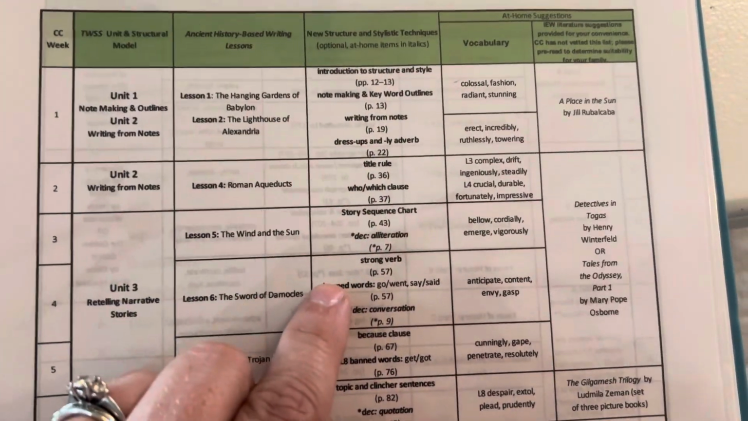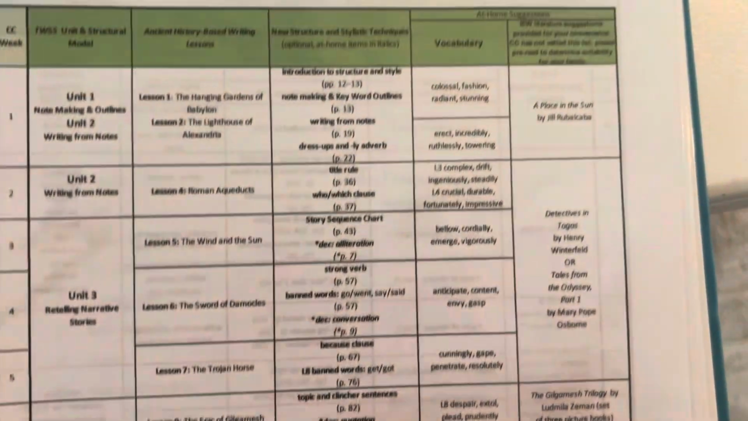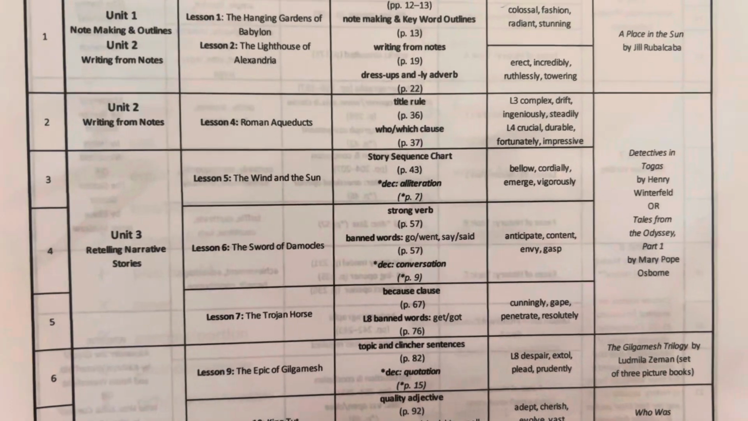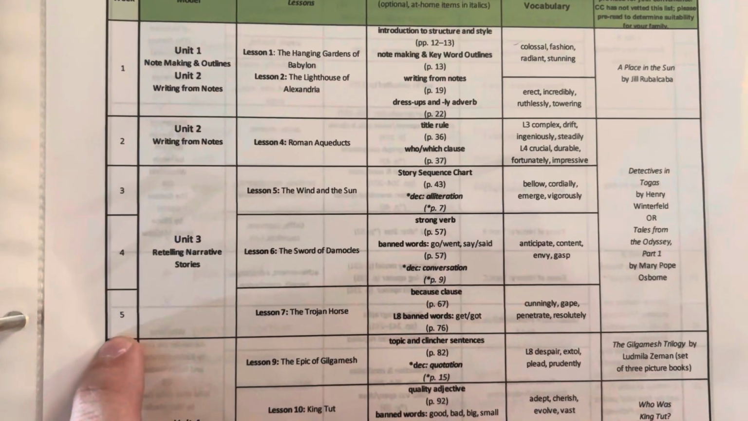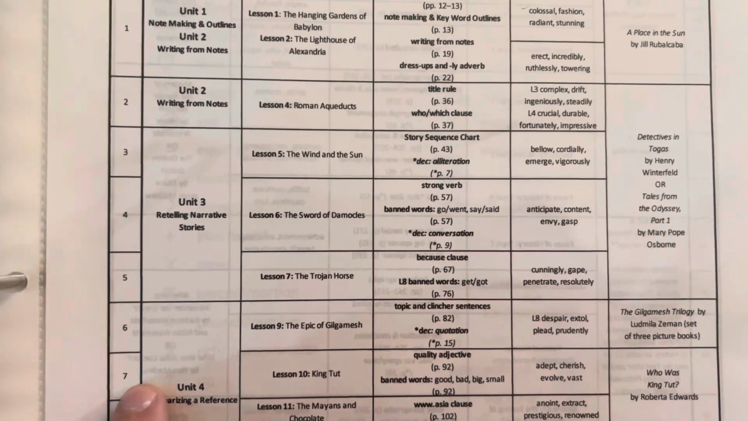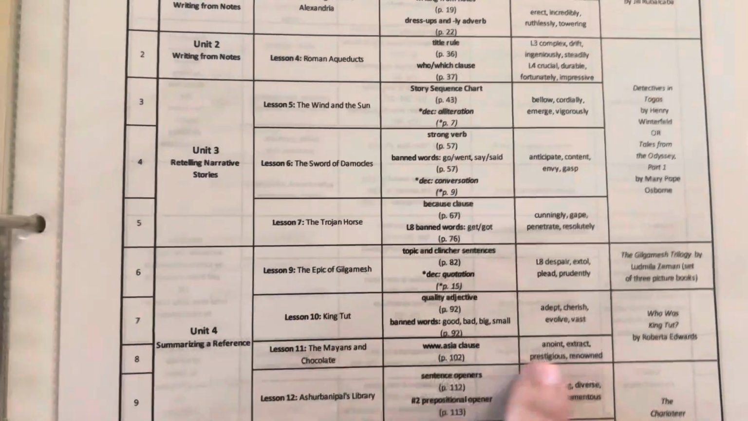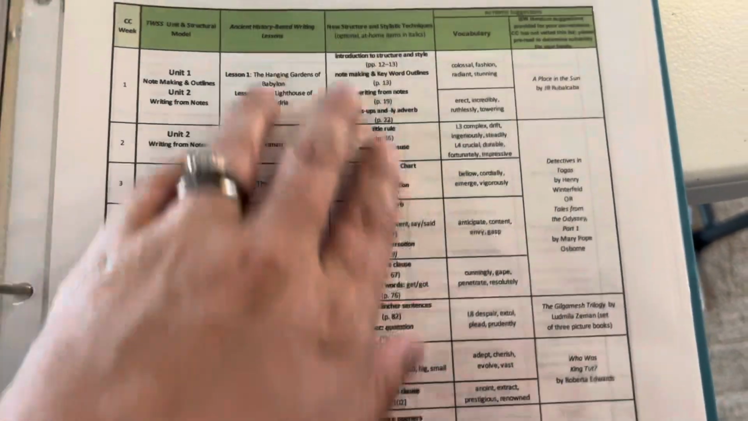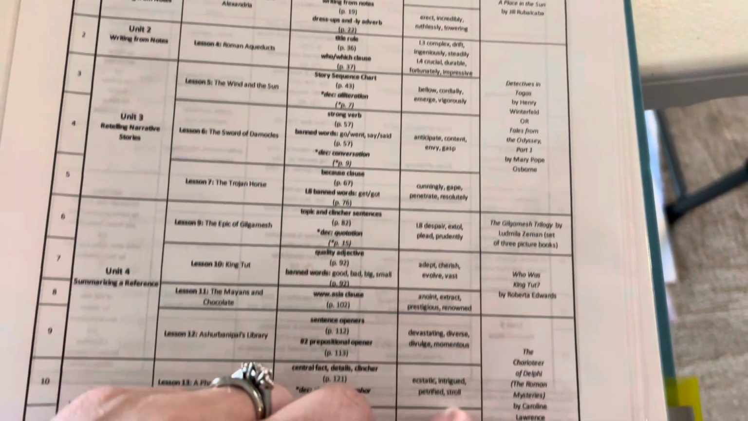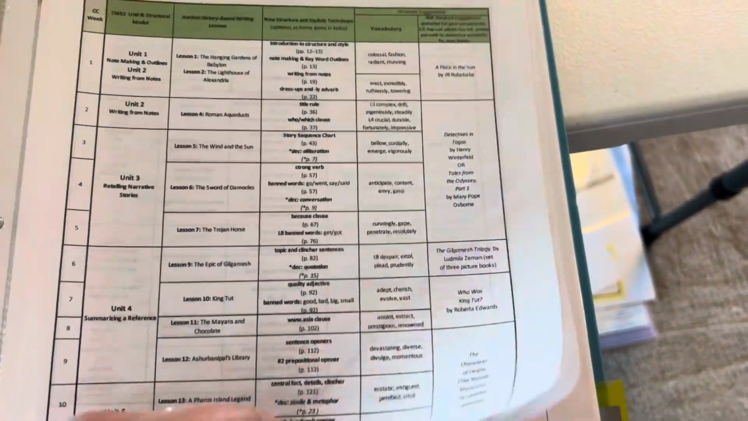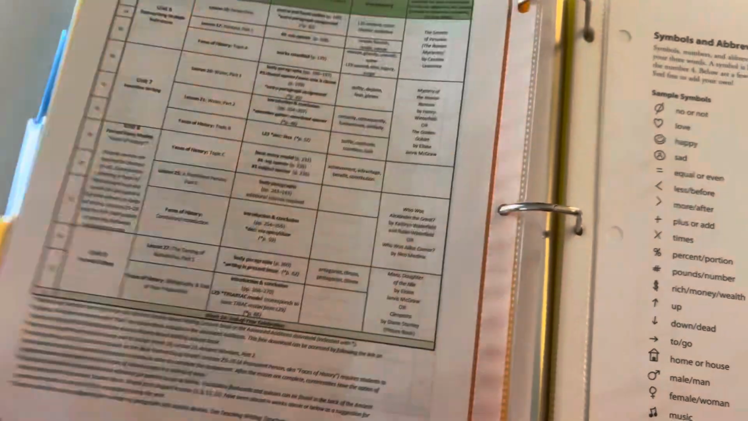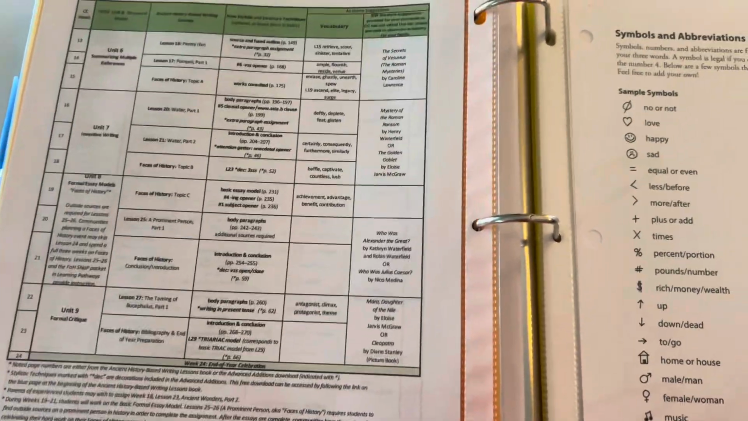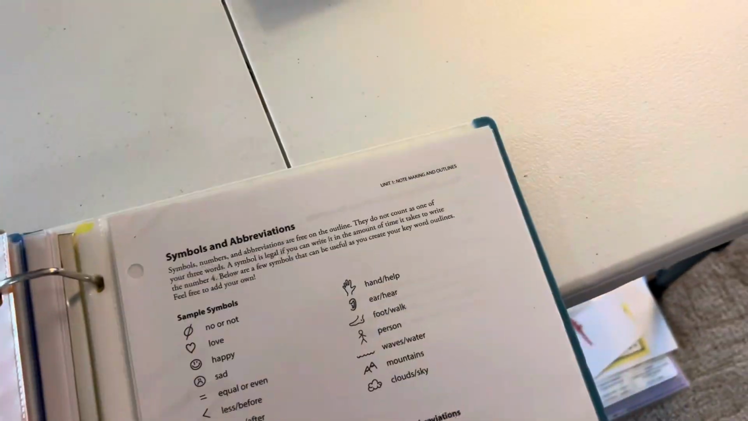And then you'll see this structure and stylistic techniques. So this is where you see we'll add in a because clause on the 5th week, quality adjective on the 7th week, the www.asia on week 8. So you can kind of see coming up ahead where we're going to add things. And then these are the vocabulary words that are in the green pages in the back of the book. So I've got that in there to reference. I really like to keep that so I just in general know where I'm at.